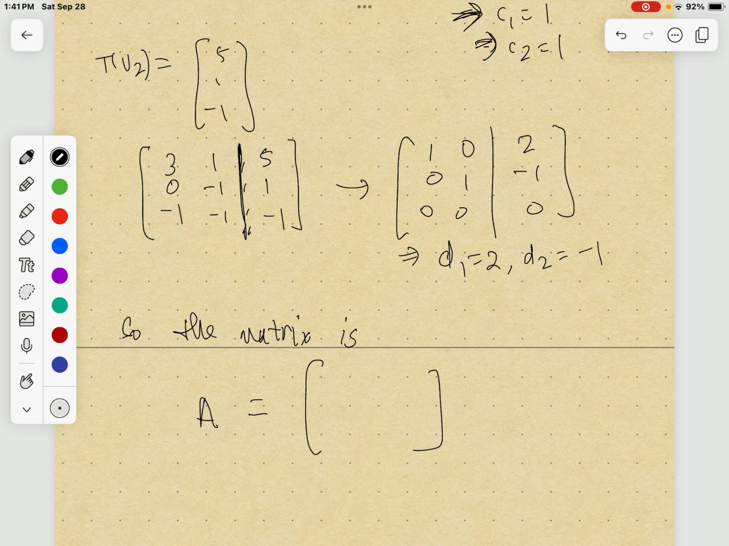So therefore the matrix we want is the matrix A, which is, we take T of V1, it's W1 plus W2, so it's 1, 1, and then T of V2 is 2W1 plus negative 1W2, and that's our matrix.